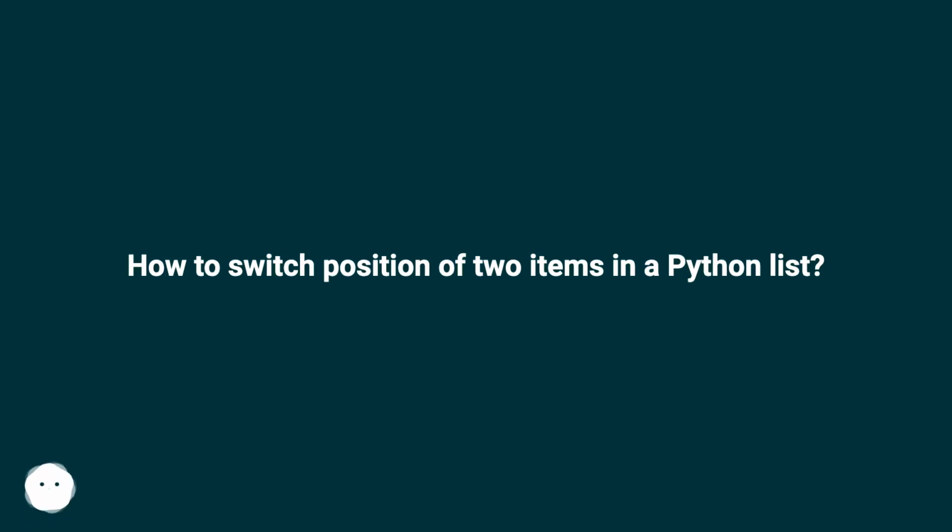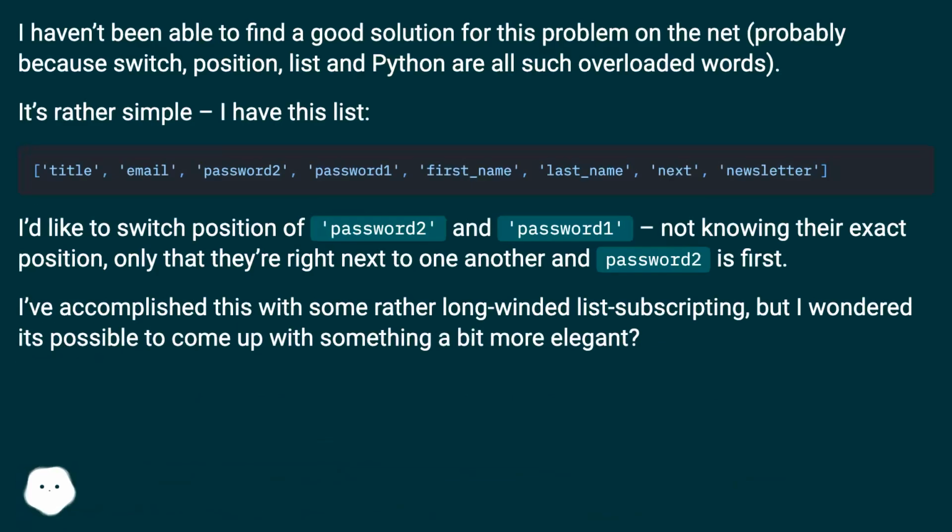How to switch position of two items in a Python list. I haven't been able to find a good solution for this problem on the net, probably because switch, position, list and Python are all such overloaded words. It's rather simple. I have this list.